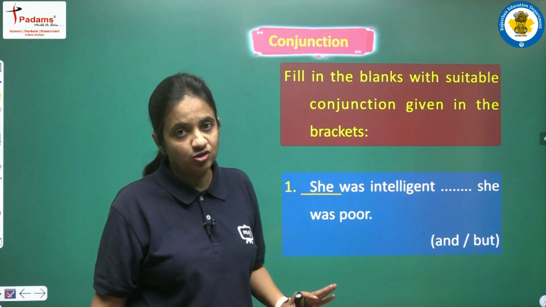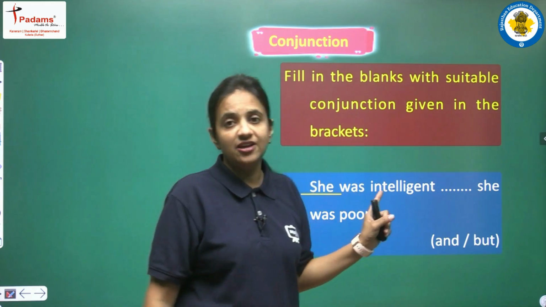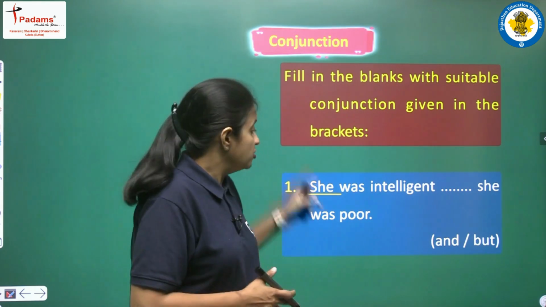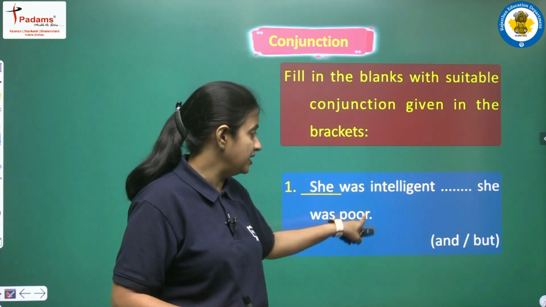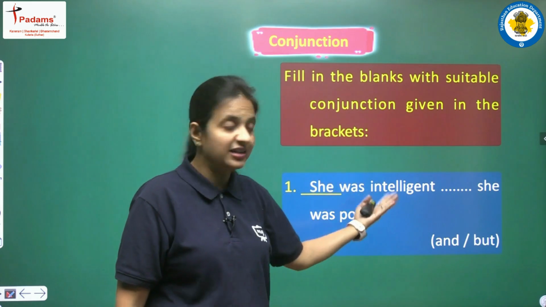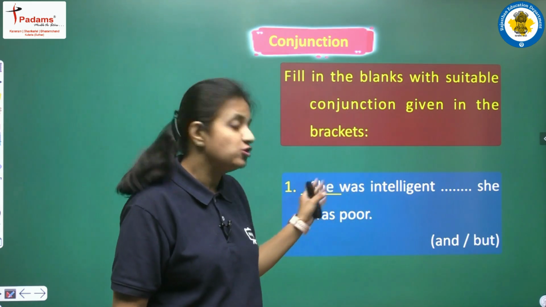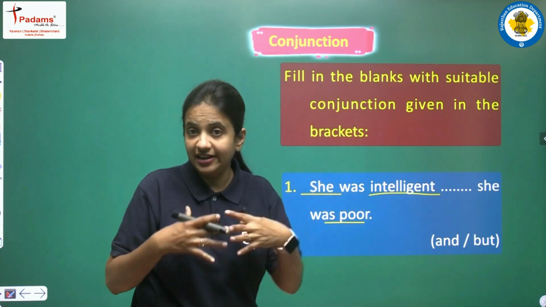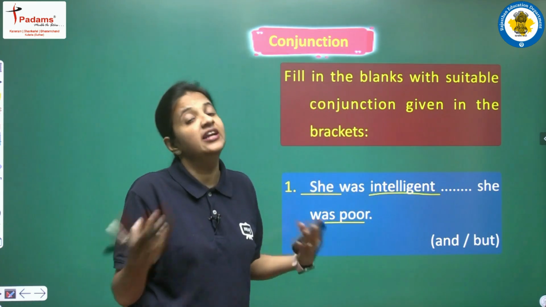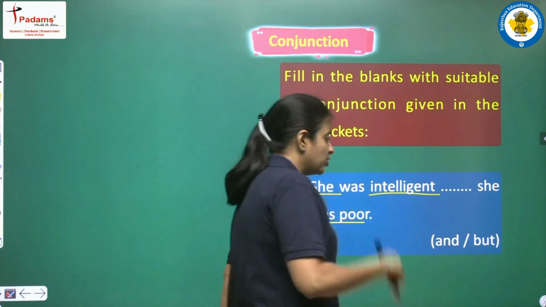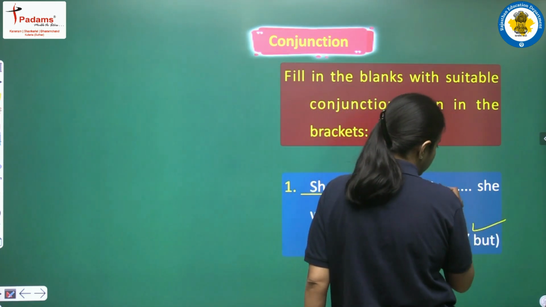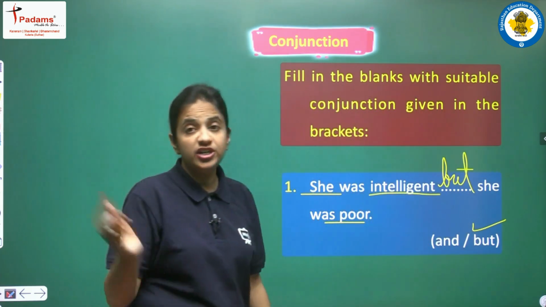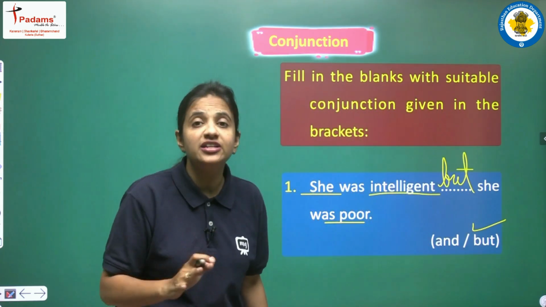For that, students, you have to read the sentence carefully and try to understand what is given to us. Here we are talking about two qualities. One quality is being intelligent and the second quality is being poor. Now, are these two things related? No, they are not related. Yes, they are different things, and because of this we have to choose but. Here in this blank we have to write but, and the sentence will be: she was intelligent but she was poor.